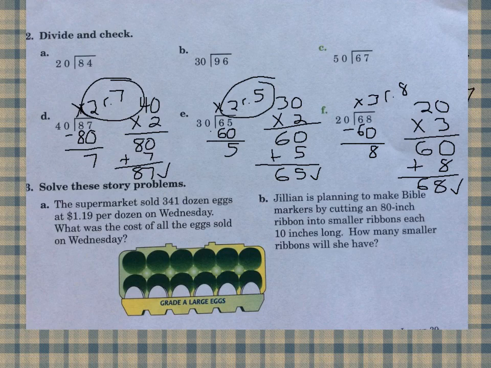And so what you need to do to figure this out is do your $1.19 times 341, and that will give you your answer.